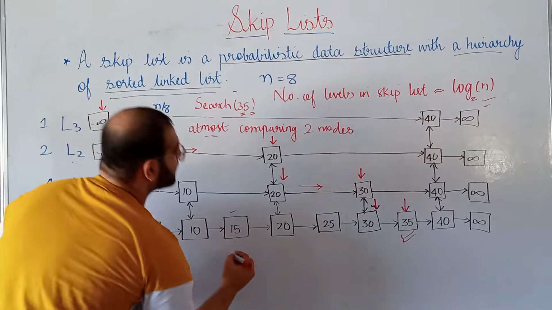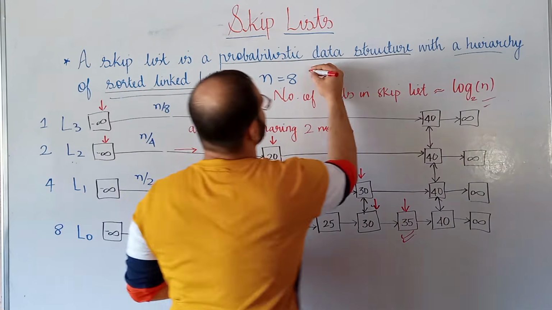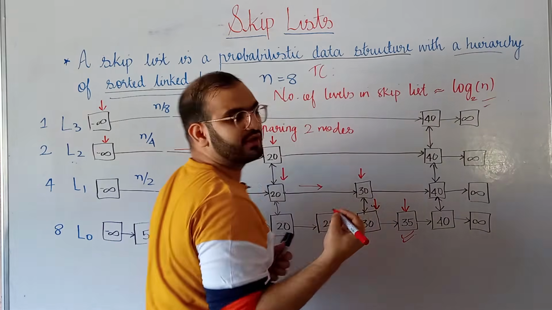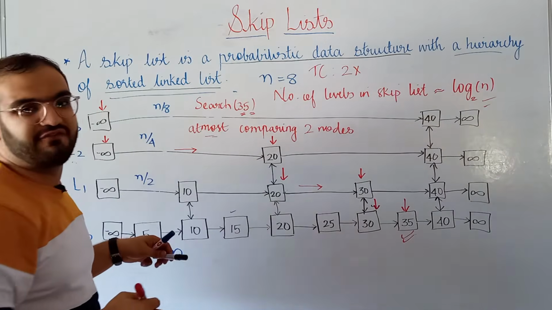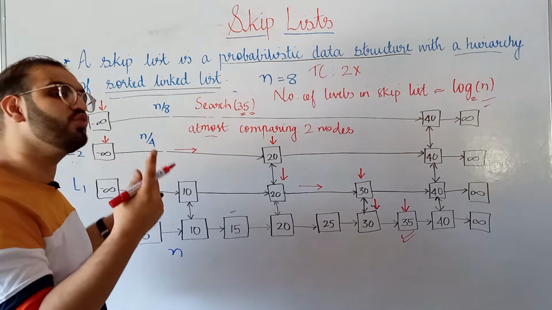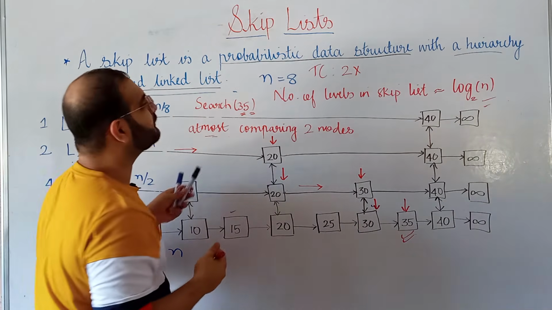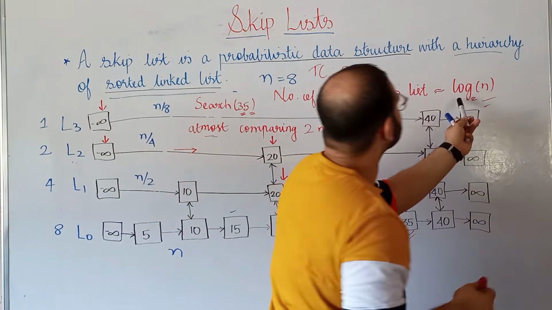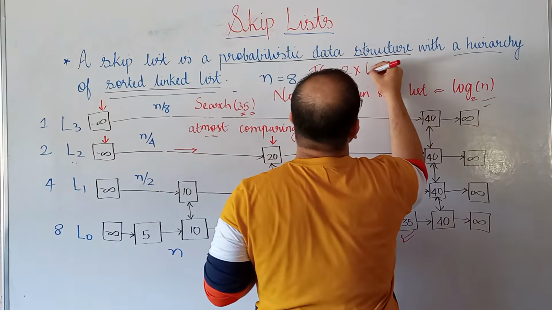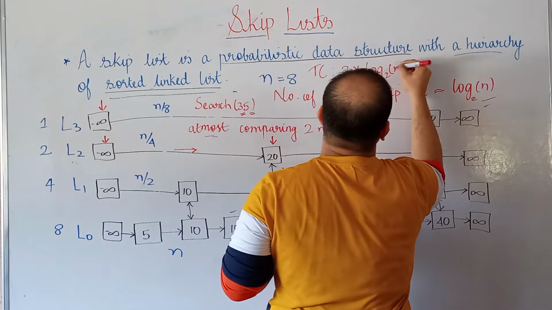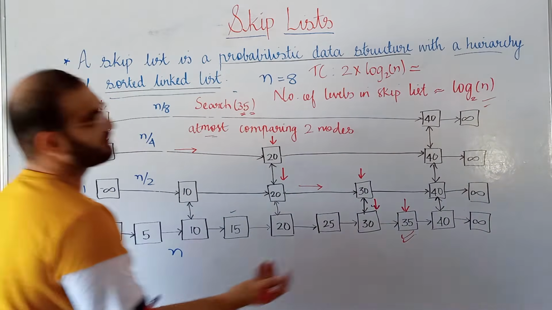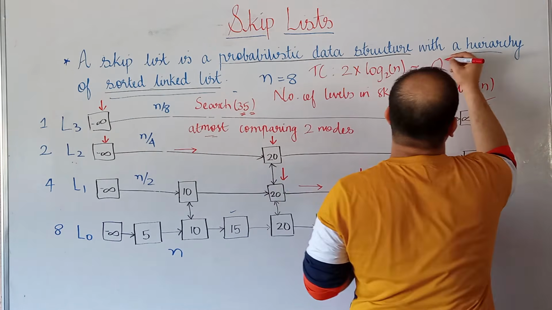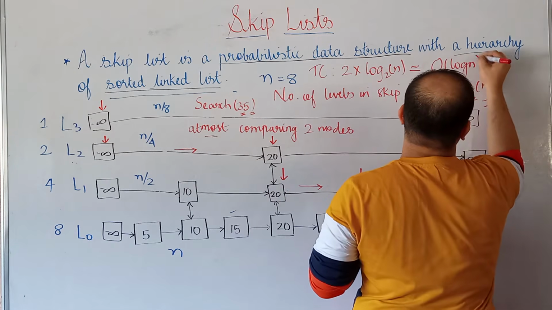So if you talk about the time complexity for the search operation, it is 2 into the number of levels, because we are comparing with just two nodes at each level. The number of levels we determined earlier in such a skip list will be approximately log n. So the time complexity for the search operation in this skip list will be order of log n, right?